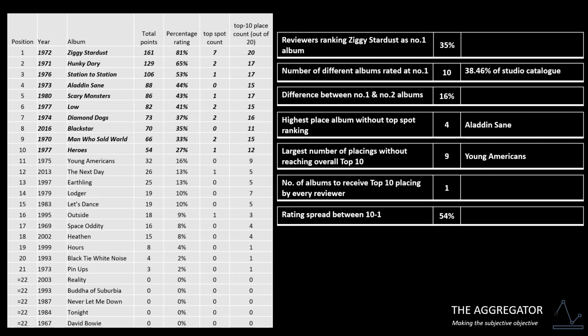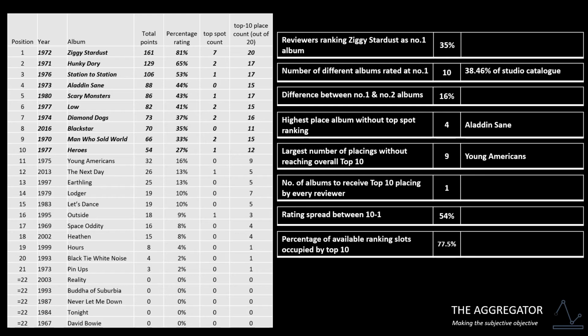So 54% is the rating spread between the #1 and #10 albums. So this is an indicator of the strength of the top 10 albums against each other. So this is a category where a low percentage spread would indicate strength and depth in the catalogue.